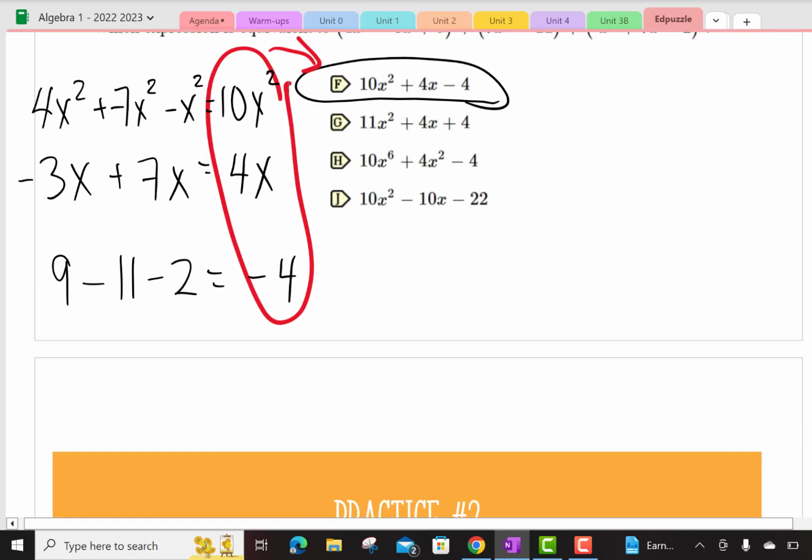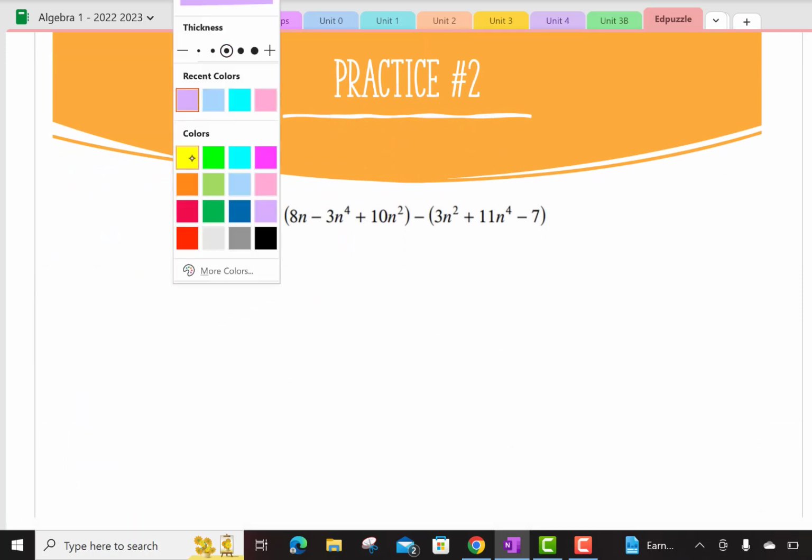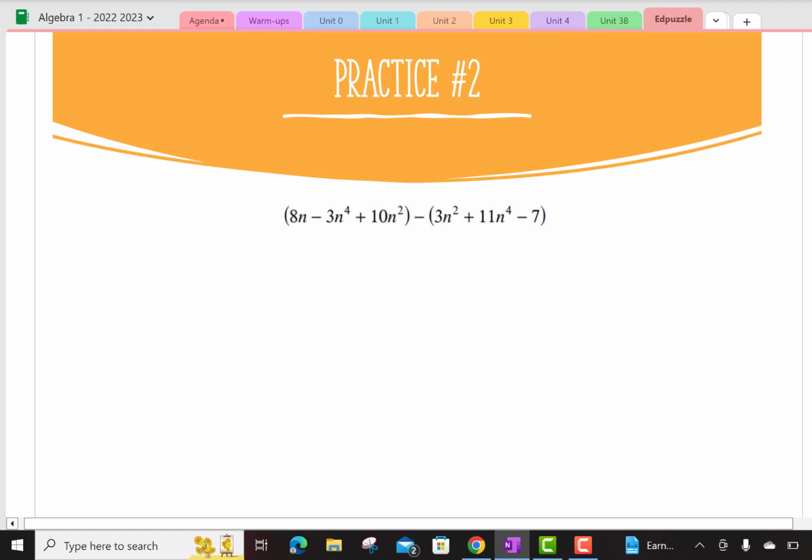All right, and then the last practice problem is problem number 2. Remember that this one is subtraction, okay? So there's this special rule where you have to change the sign of the second group. So write it on your paper, show your work, and then you're gonna submit this paper to me at the end. And that's it.